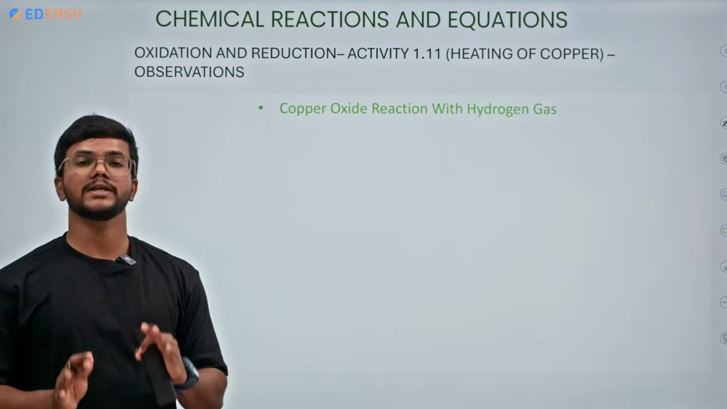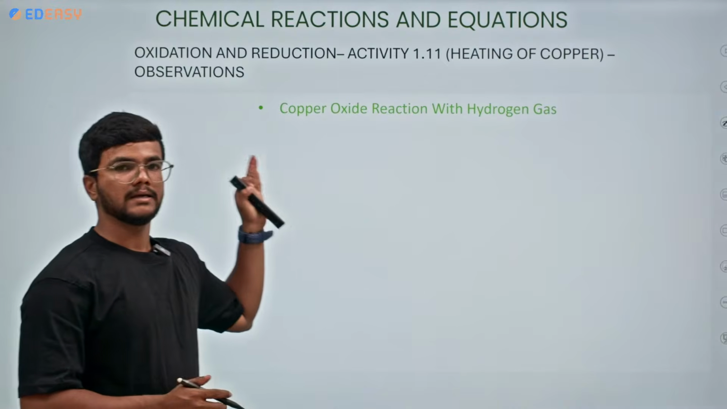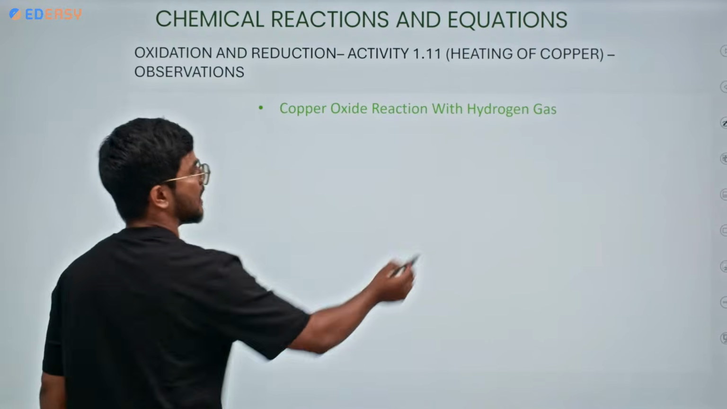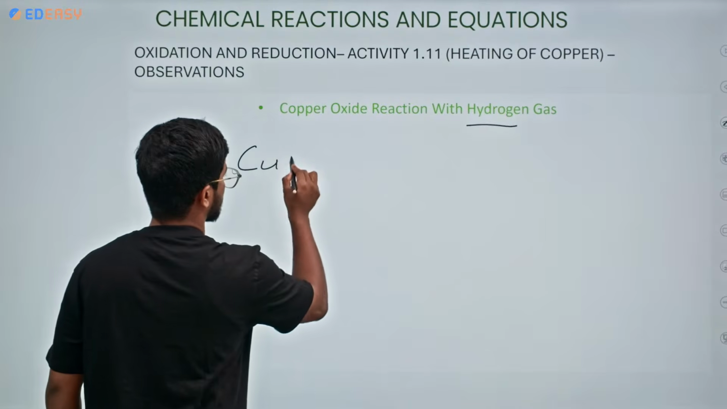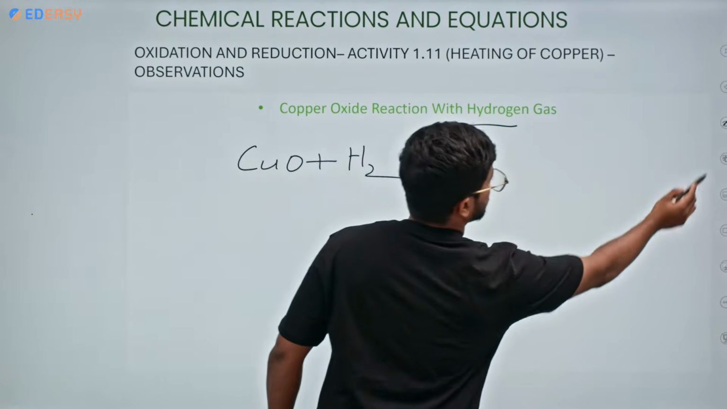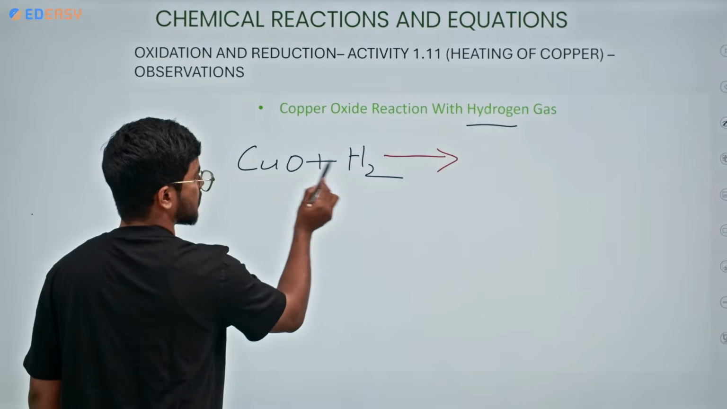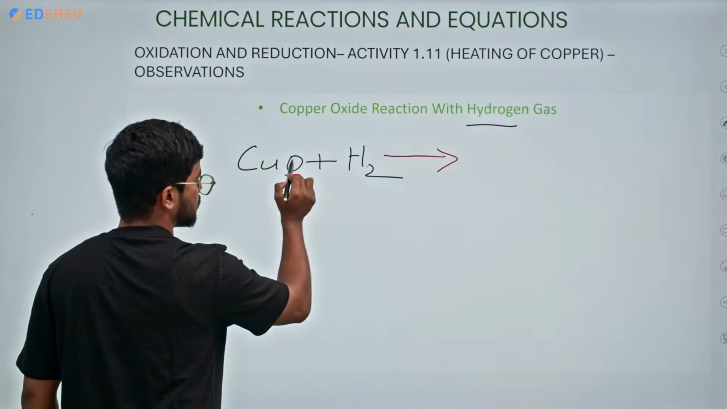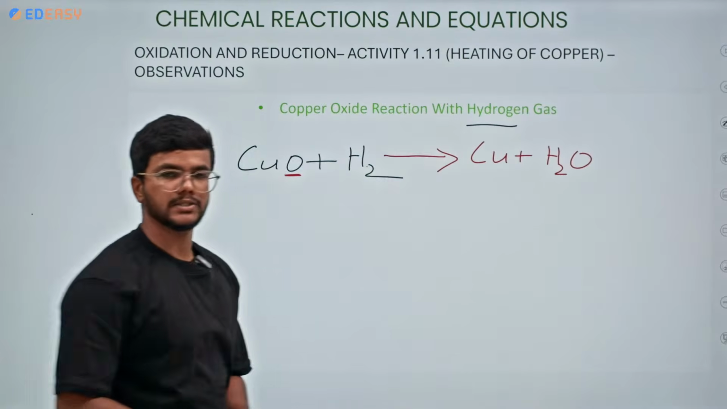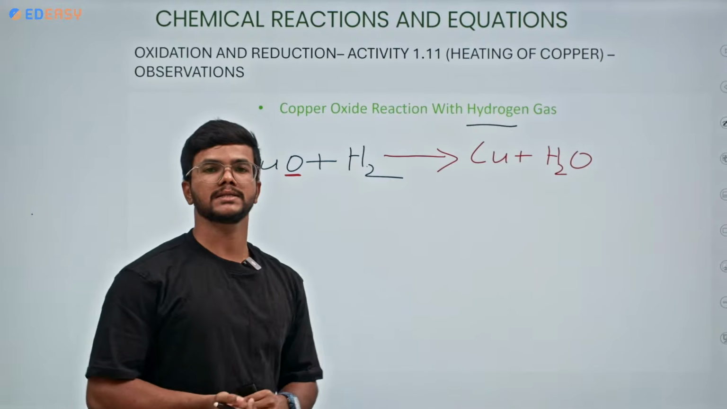Now we have to understand what is reduction with the same reaction. The copper oxide formed in that reaction, that black color powder, is collected and treated with hydrogen gas. So when copper oxide reacts with hydrogen gas, what are the observations? Hydrogen always tries to react with oxygen. So it gives copper plus H2O. Addition of hydrogen is nothing but reduction.